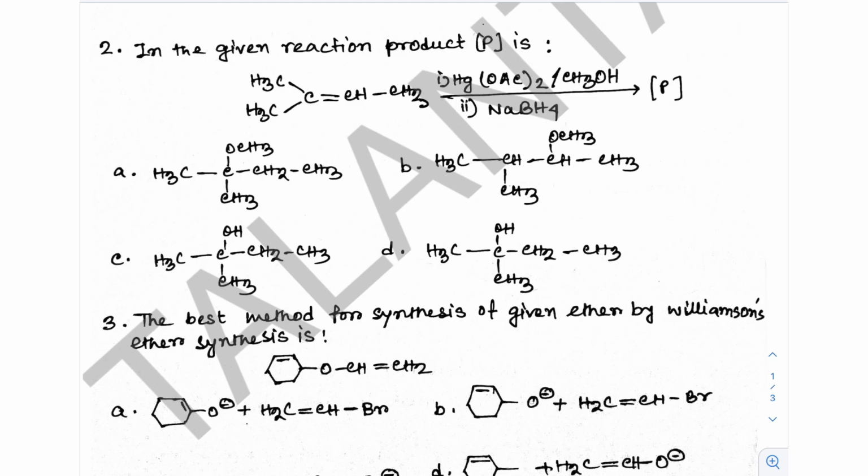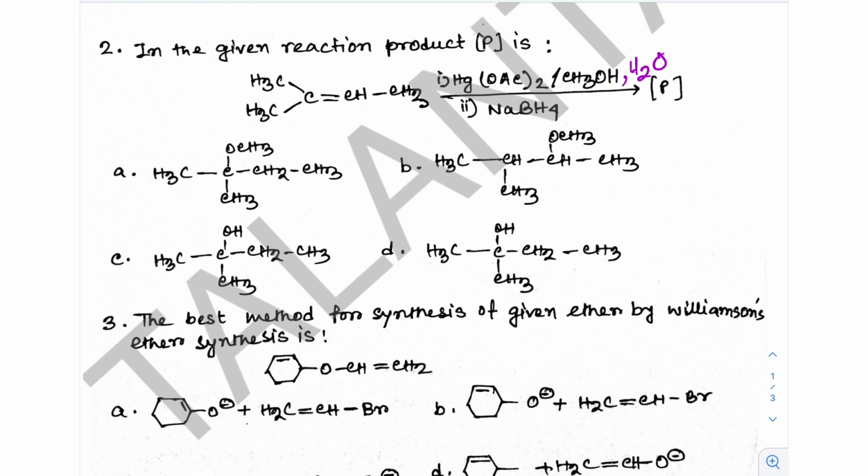So moving to question 2. In the given reaction, product P is, this alkene is given, it is being treated with mercuric acetate in presence of methanol, and water is there, and then NaBH4. Well, this is a very straightforward reaction. It's oxymercuration, demercuration.